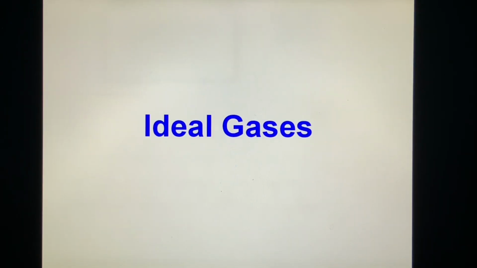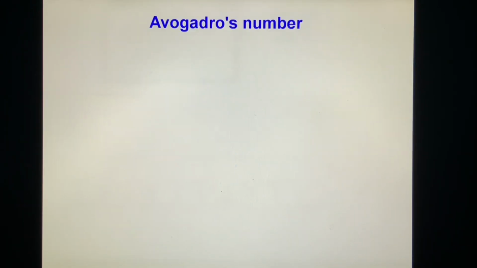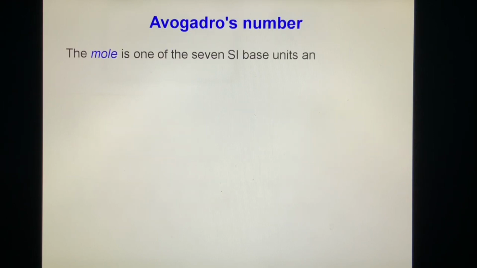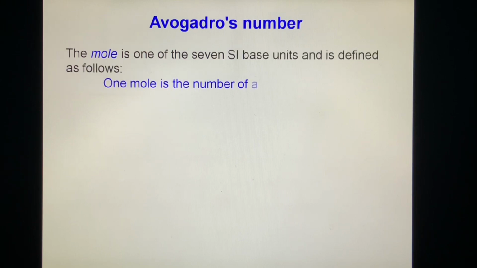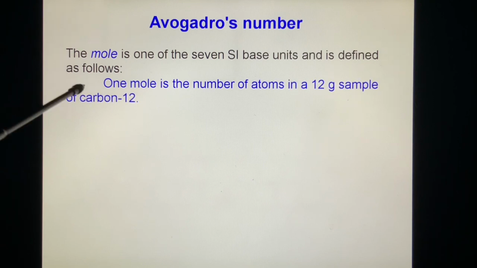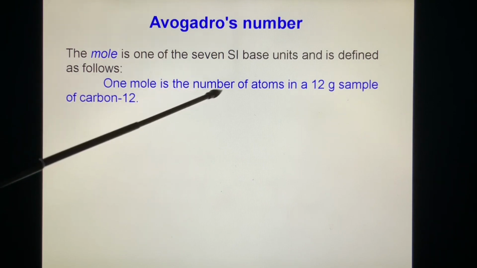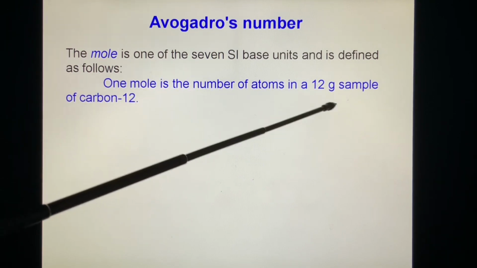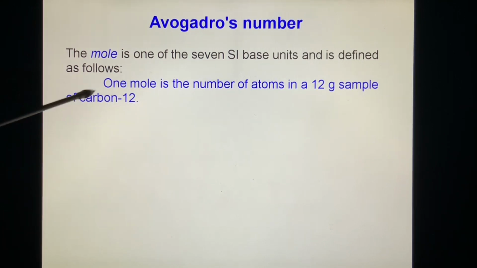Ideal gases. Avogadro's number. The mole is one of the seven metric system base units and is defined as follows. One mole is the number of atoms in a 12 gram sample of carbon 12.